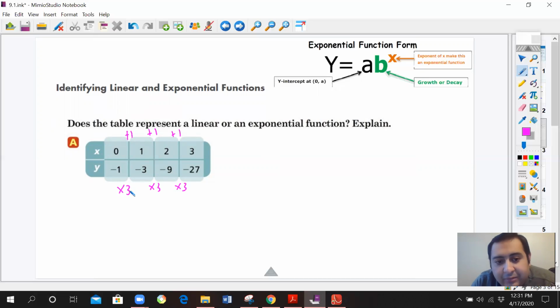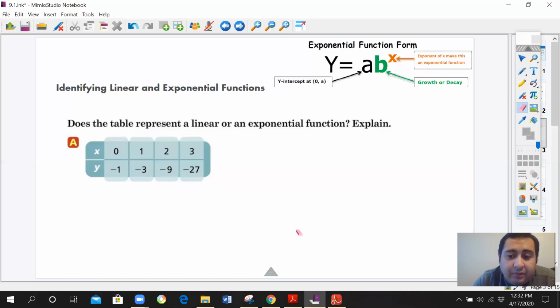It means that -1 times 3 will get -3. -3 times 3, we get -9. -9 times 3, we get -27. If you get this format, you get a constant number on the top, which is your x values, and a constant multiple on the y values, then this is going to be considered an exponential function. Make sure that on the y values, it's going to be a multiple of numbers. And on top, it could be added.